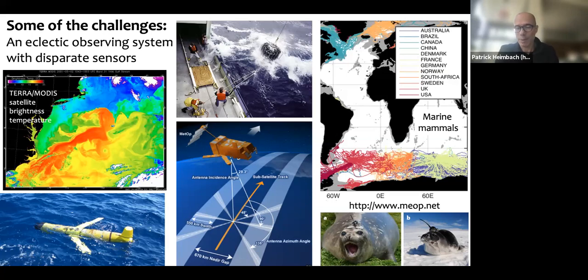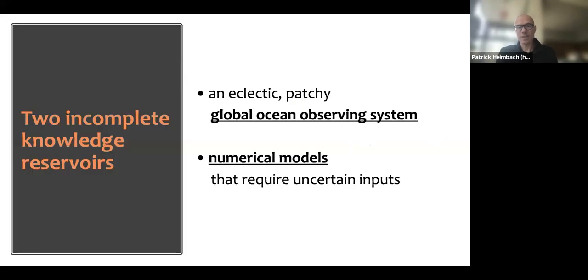They have different sampling patterns. They are regional. And the question is, how do we make sense of these different information sources? One is this Global Ocean Observing System. But then we also have information from our dynamical understanding of the ocean circulation.